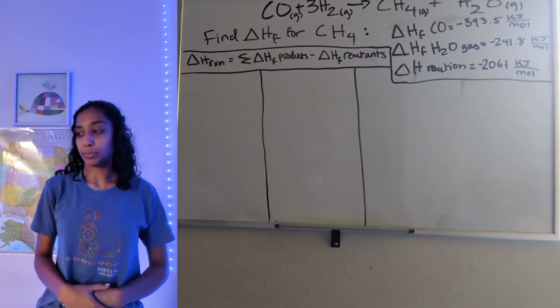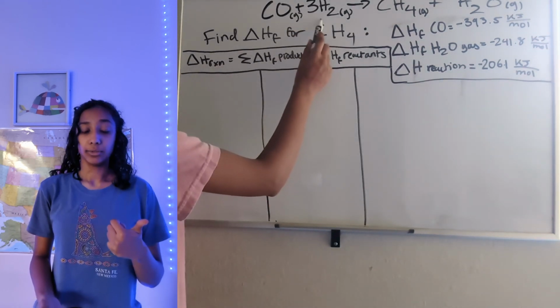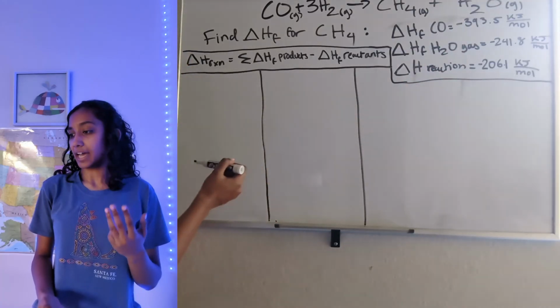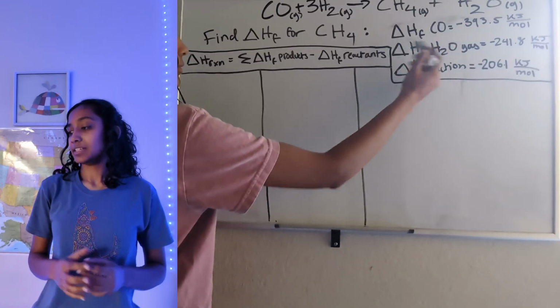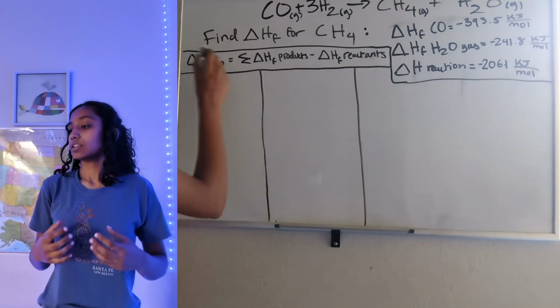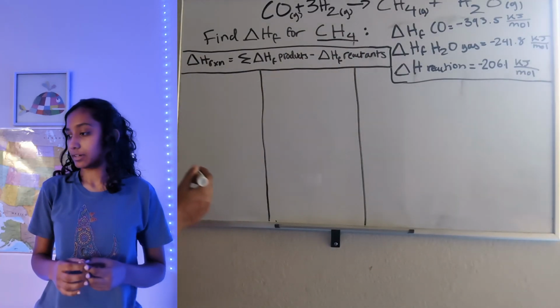Let's do another example problem. This question gives us a reaction, CO plus 3H2 gives us CH4 and H2O gas, as well as the delta H for the reaction and the enthalpies of formation of CO and H2O gas. The question asks us to find the enthalpy of formation for CH4.